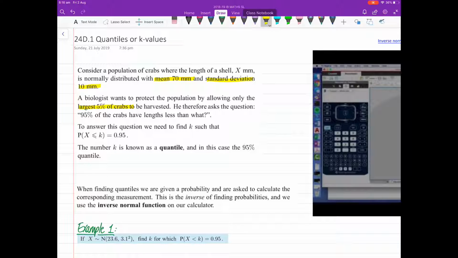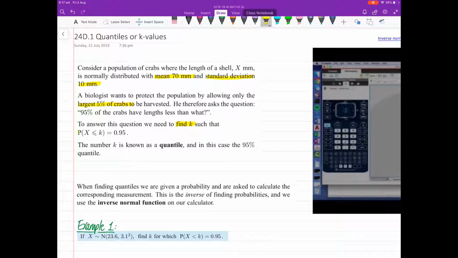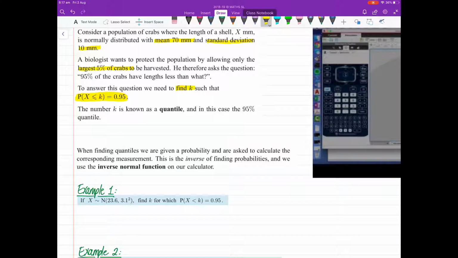So he wants to set a length as a limit so that people don't harvest them, but he or she has to figure that out. To answer this question, we've got to recognize that we need to find some value of K such that the probability of X is less than or equal to K is equal to 0.95. So we're trying to find the probability under the normal distribution curve to equal 0.95. We want to know where that line is, where that boundary is.